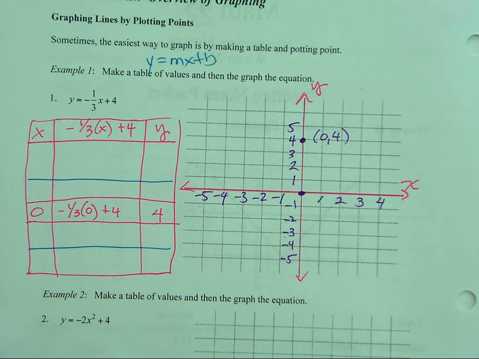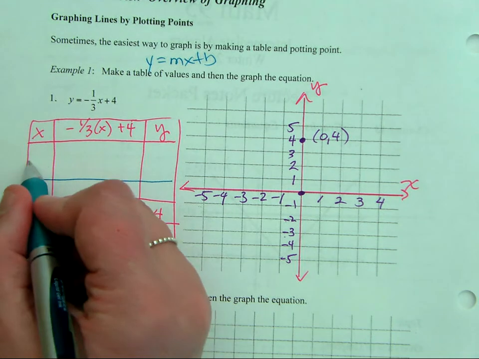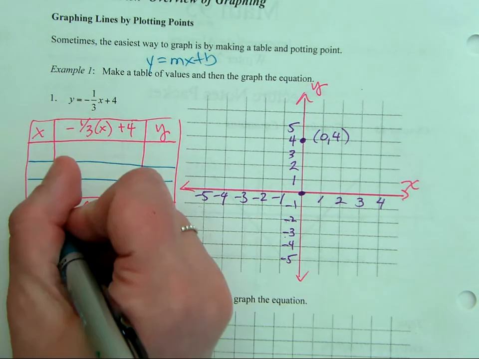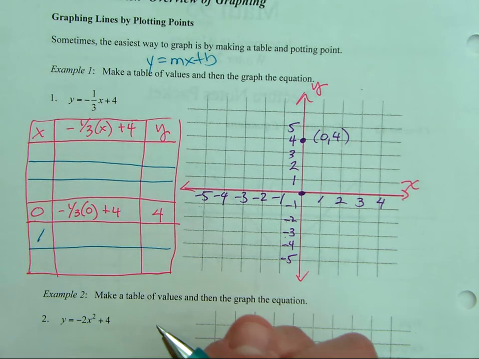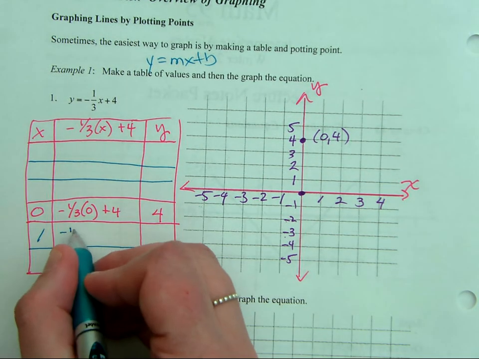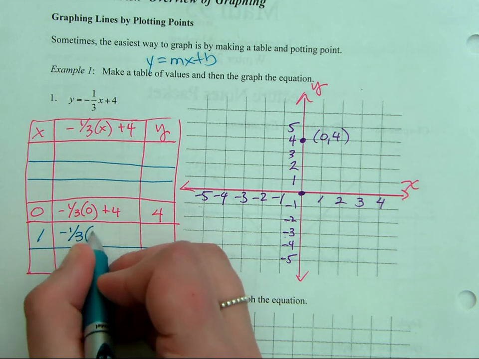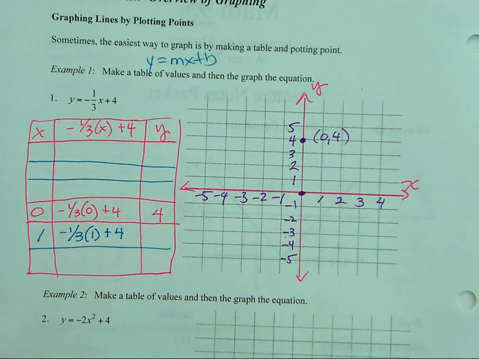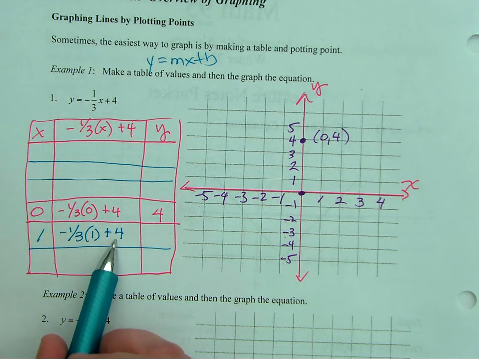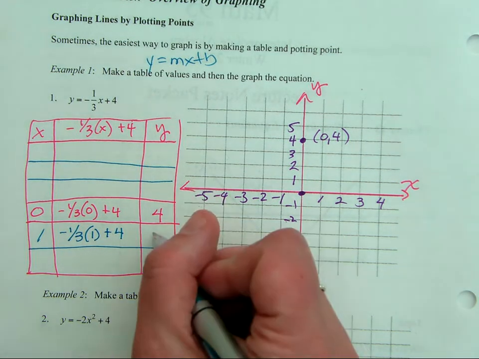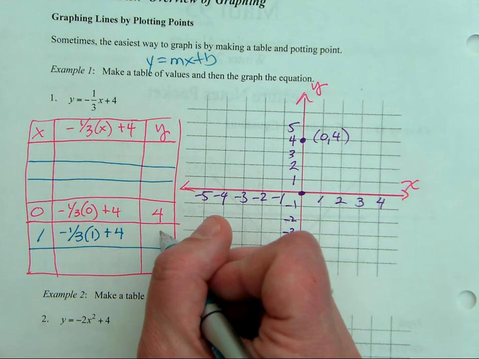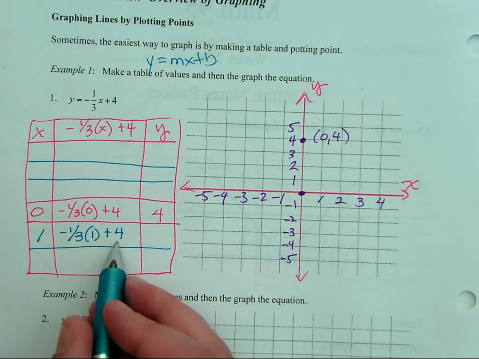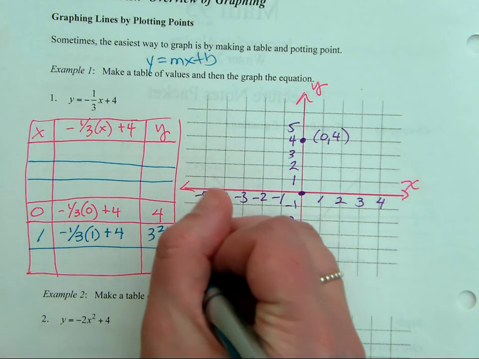Should I plug in x is 1? I could, but look what happens if I plug in x is 1. I would go negative 1/3 times 1 plus 4. Now I'm going to have to graph a fraction. So if I had to graph a fraction, that would be negative 1/3 plus 4. Does anybody know what that is? Basically, you're taking 1/3 away from 4. So isn't that 3 2/3?